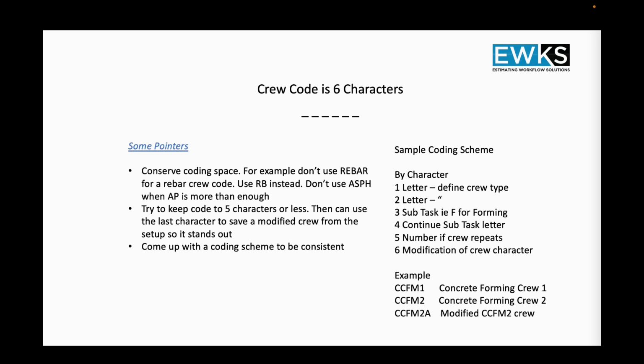Now, the 6th character would be your indication of a modified crew. And you can see here in the example, for the concrete forming crew, I use an A in the 6th character, and that would be telling me that I've modified my CCF crew.